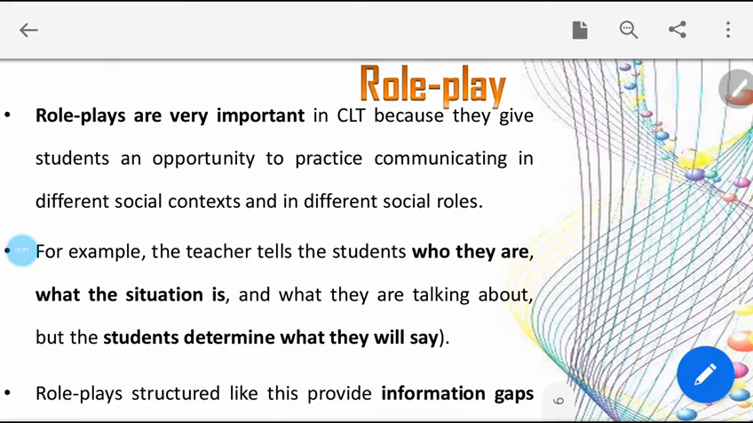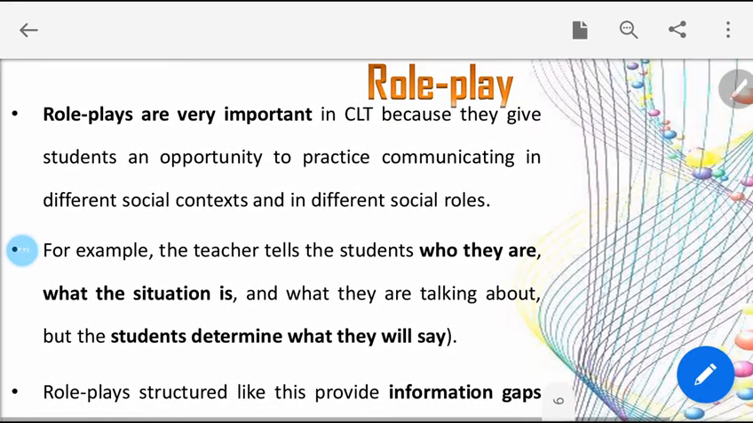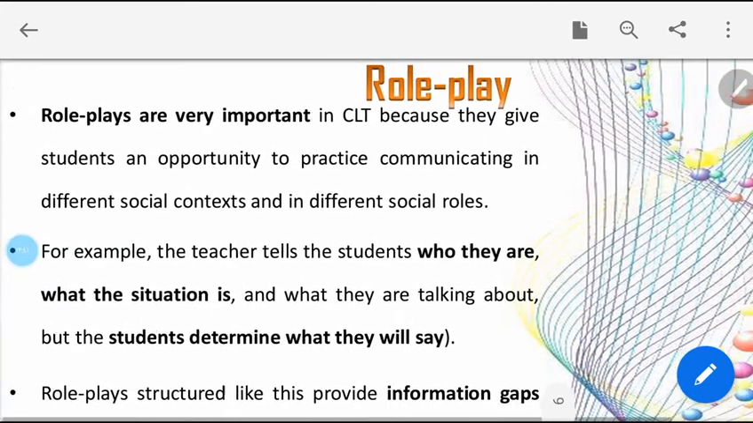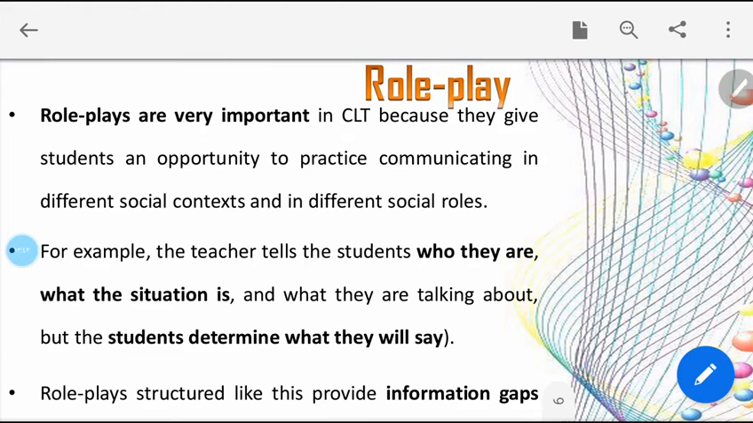The teacher, for example, tells them that you are employees in one company. This is the example that we discussed in the experience. The teacher tells them that you are employees in one company and you have to discuss that your company is going to merge with another company. So the teacher puts them in this situation and asks them to discuss. This is an opportunity for them to communicate in this social context, and they have to play this social role.